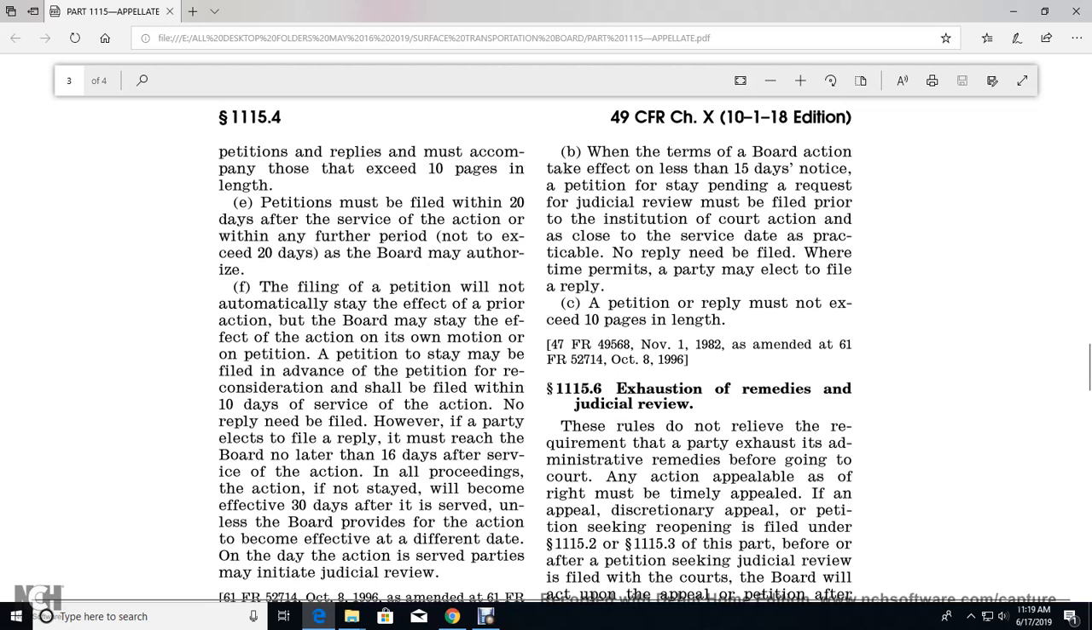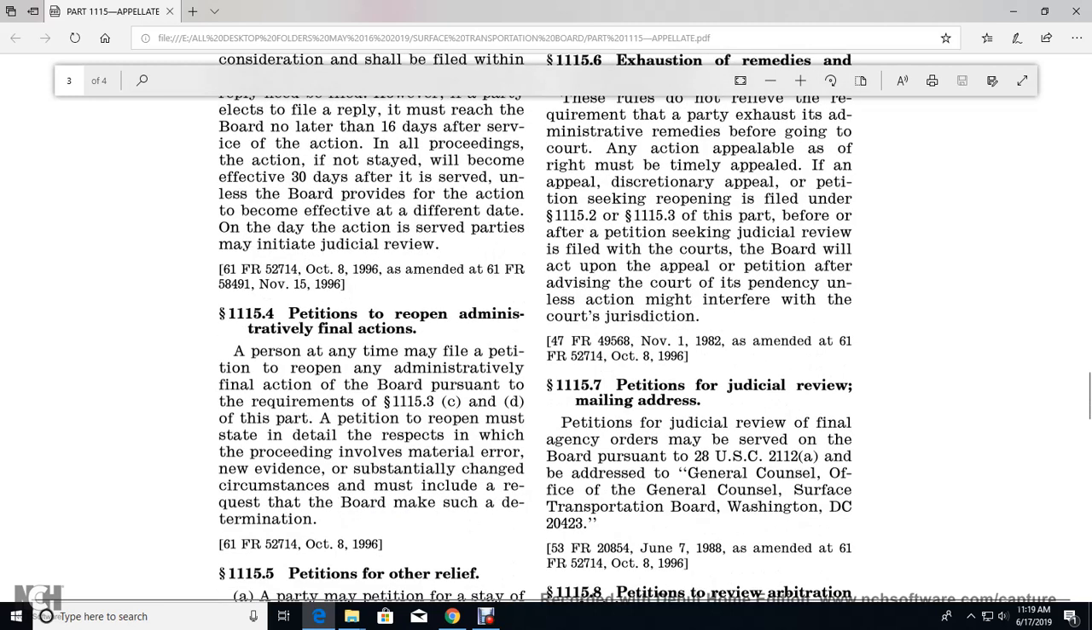No reply need be filed, but a party may elect to file a reply, which must be received by the board no later than 16 days after service of the action. The filing of the petition will not stay the action, which will become effective 30 days after service unless the board provides for the action to become effective on a different date. From the date the action is served, the parties may initiate judicial review.